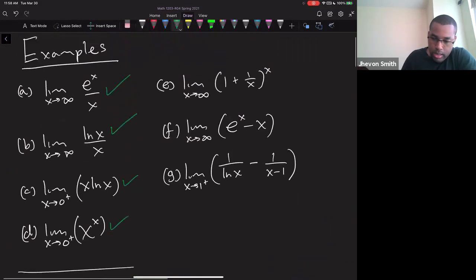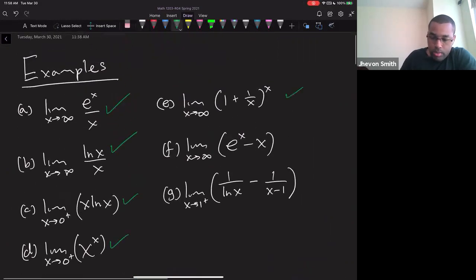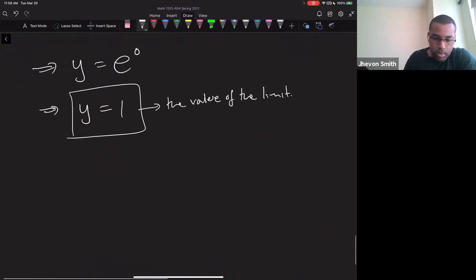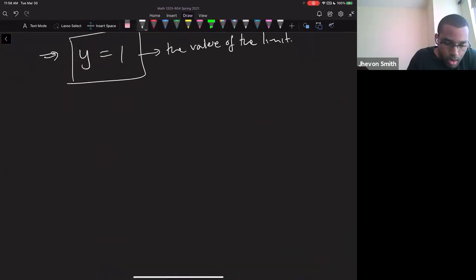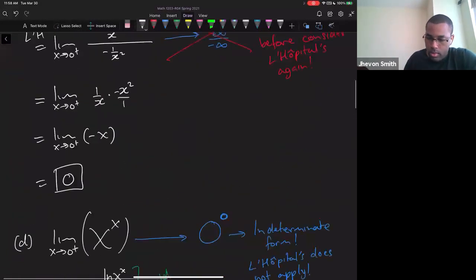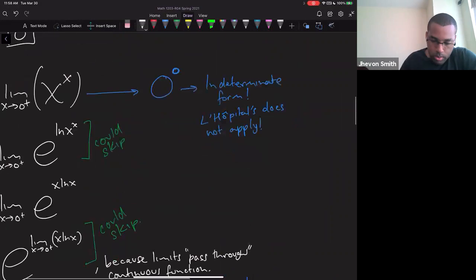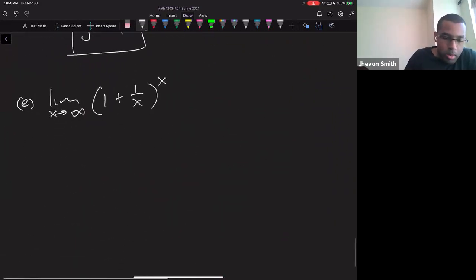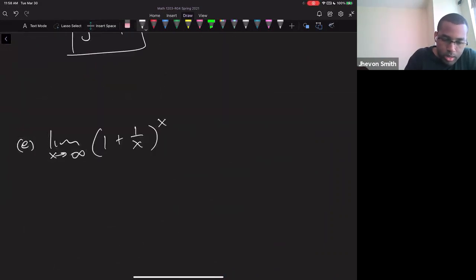Done that, done that. Let's do this one. The limit as x approaches infinity of 1 plus 1 over x to the x. Does anyone remember where this is from? Or what the answer should be?